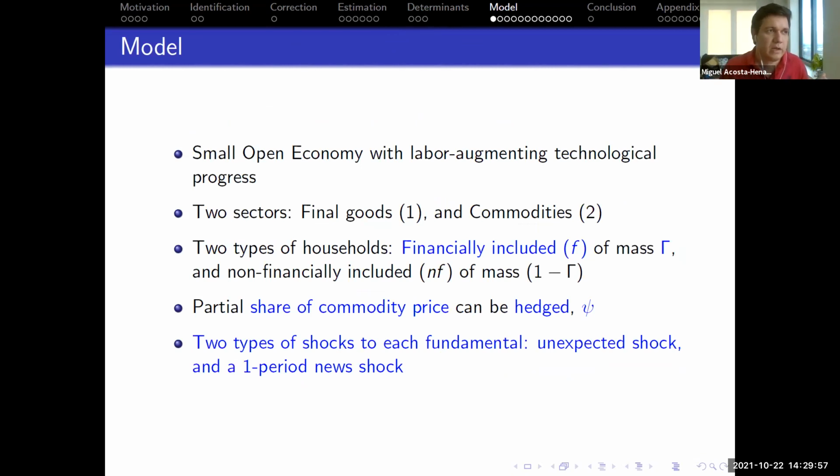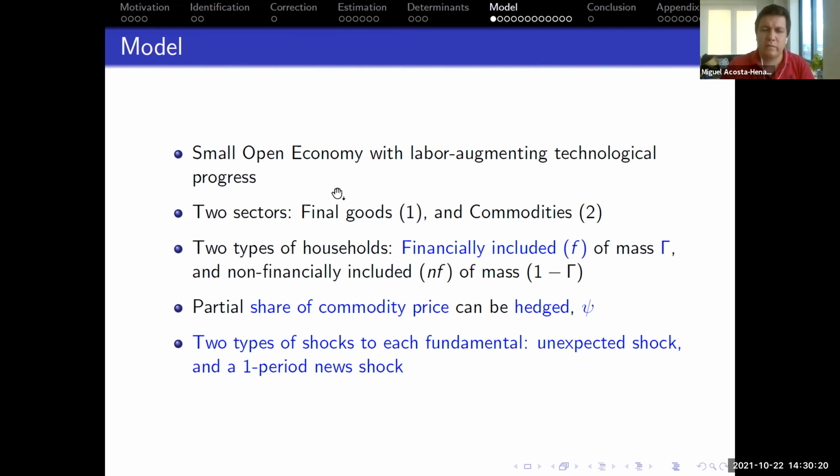The fact that more financial inclusion gives you less importance of news shocks to interest rates, and more financial markets, perhaps more access to derivatives markets, give you less importance of news shocks to commodities in explaining variance of output as well as other variables.